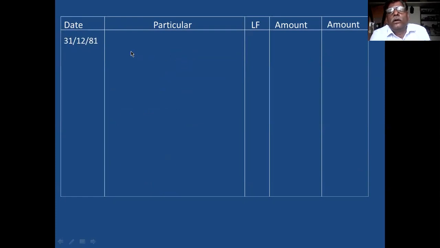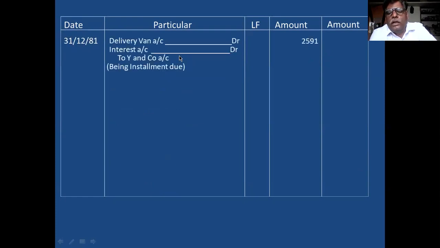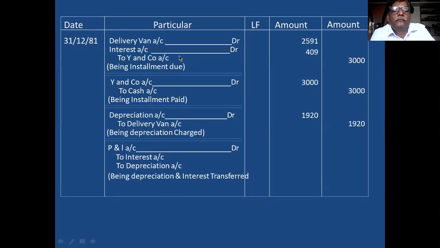31/12/81. For year 81, same entry you write them. Okay, these are the entries. Same entry. Third year entry.